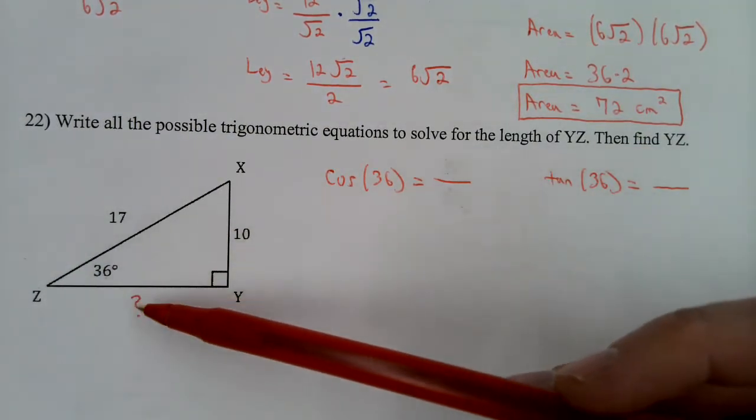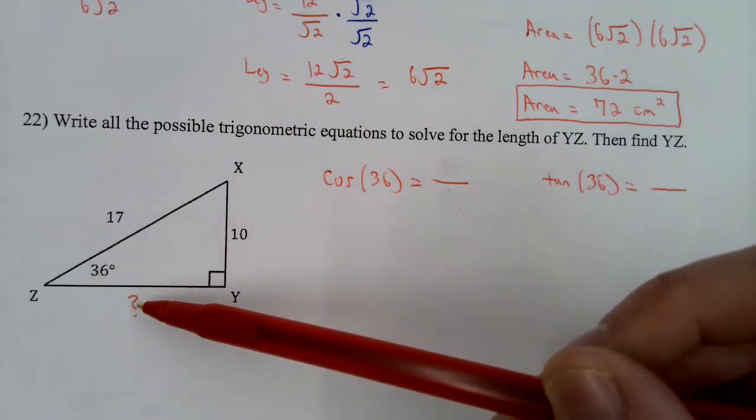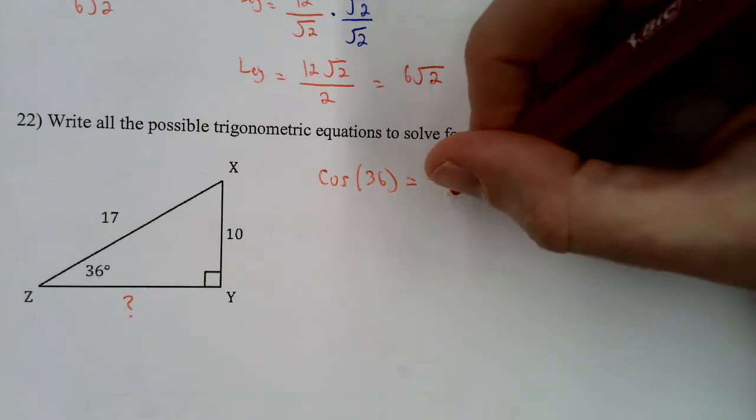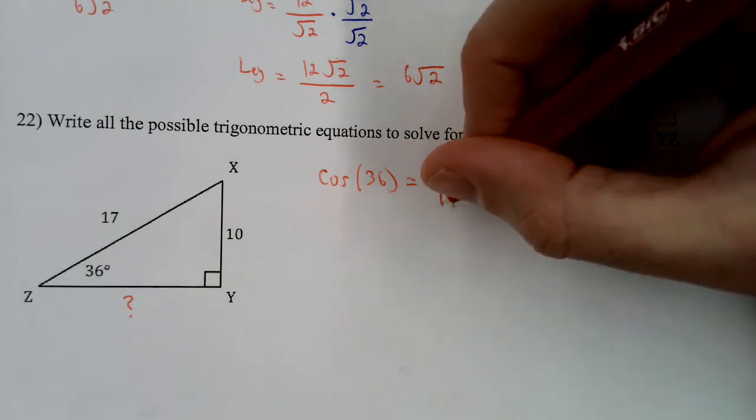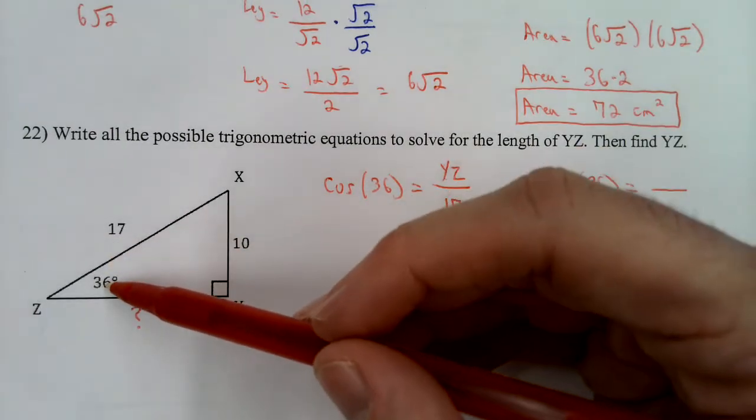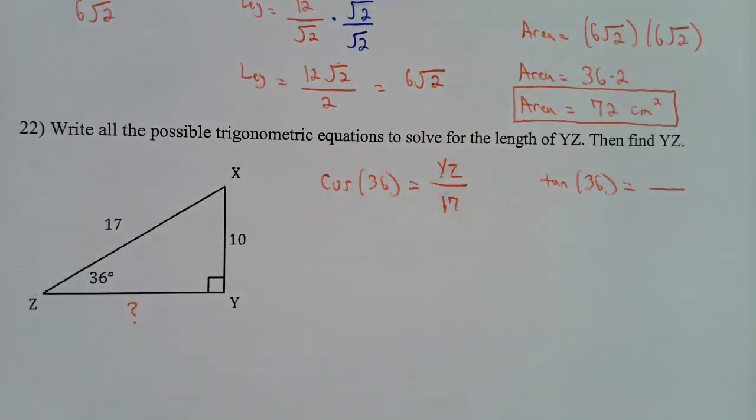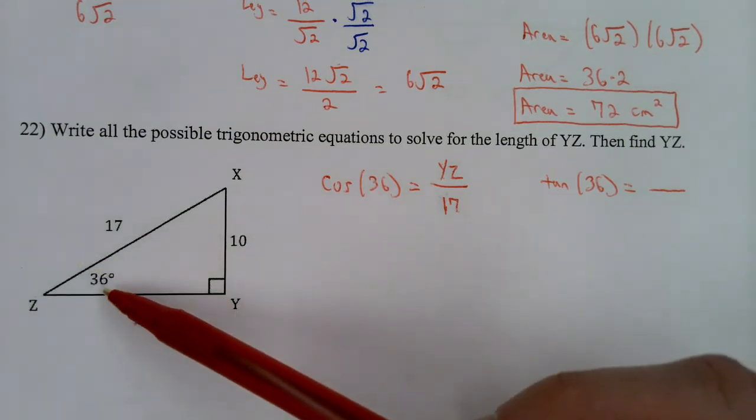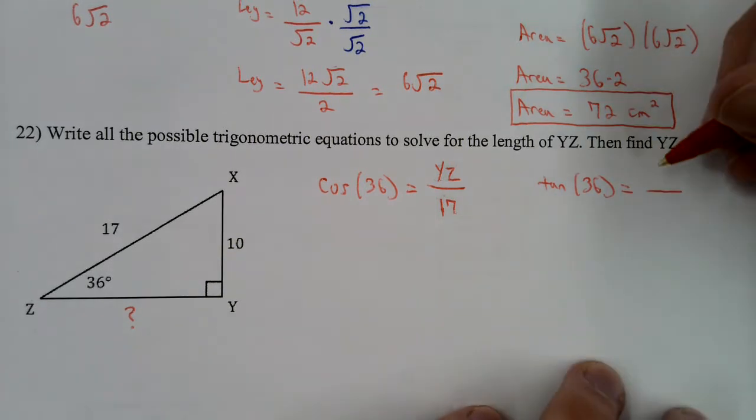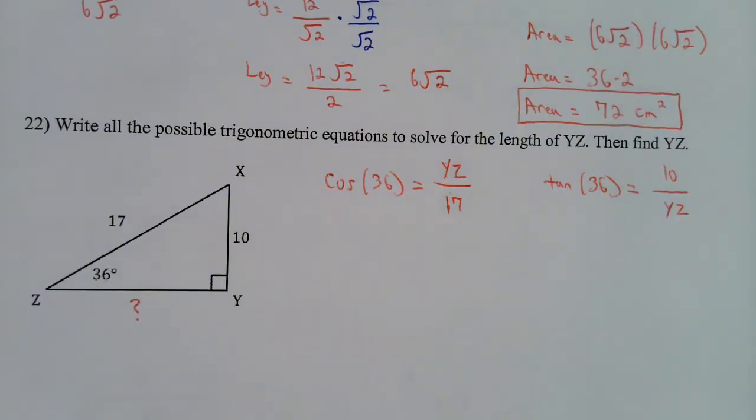So one way to solve for yz is to use cosine. I can say cosine of 36 equals adjacent over hypotenuse. That's what I meant to write before, okay? Cosine of 36 equals adjacent over hypotenuse. Or you could use tangent of 36. Tangent of 36 equals opposite over adjacent. Okay?